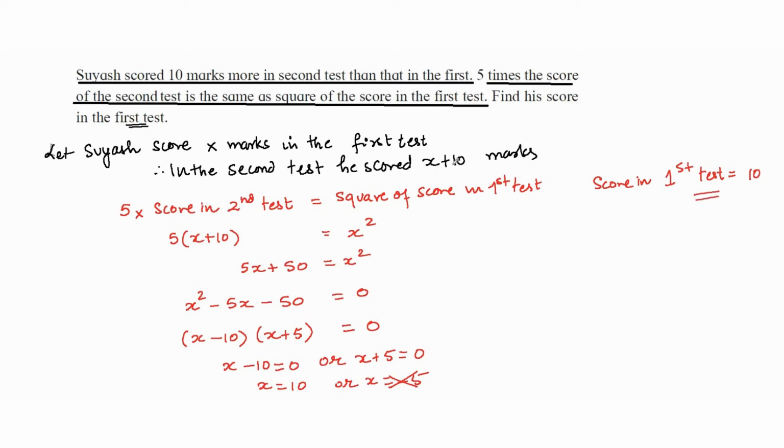Now let's check if this matches our given condition. So in the first exam he scored 10 marks, and in the second he has scored 10 more than the first test, so he scored 20 in the second exam. Now 5 times the score in the second exam, that's 5 times 20 is 100, which is equal to 10 square, right? So therefore the answer exactly matches the given conditions, and hence our solution is right. So again pausing for a few moments before moving on.